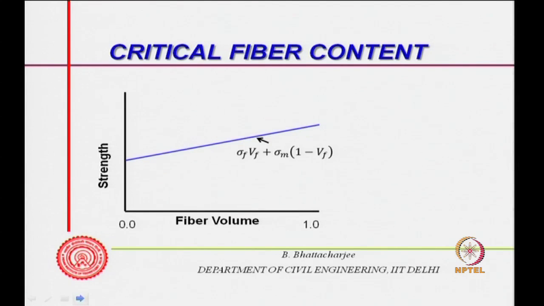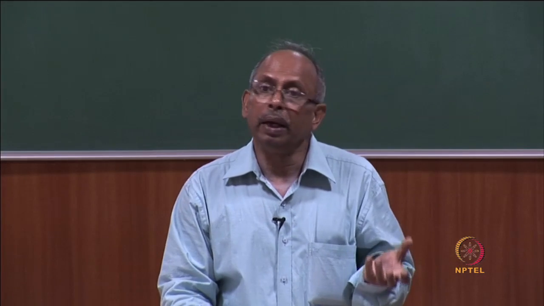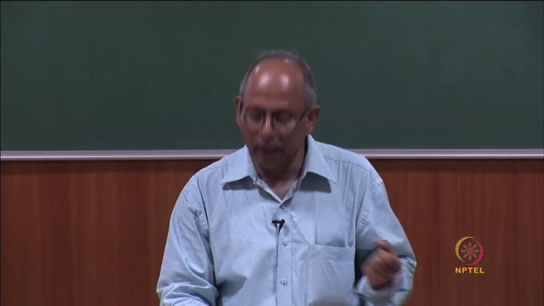So, therefore, sigma f V f plus sigma m into 1 minus V f, that is the line, and if it is ultimate, then it will be sigma mu. Now, as I increase the fiber, strength will increase. Now, just look at simply the fiber: sigma fu V f, where sigma fu is the ultimate load carrying capacity or ultimate strength of the fiber, into V f.